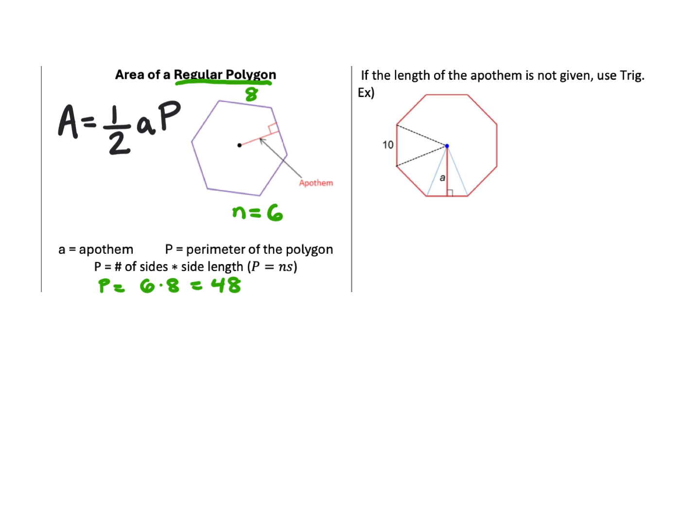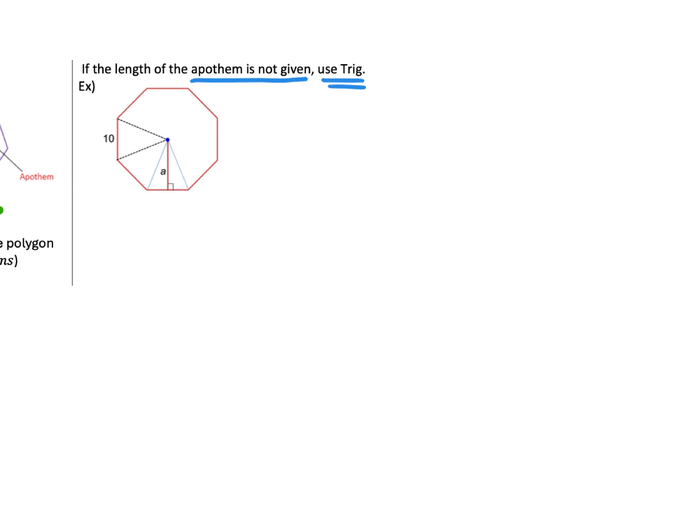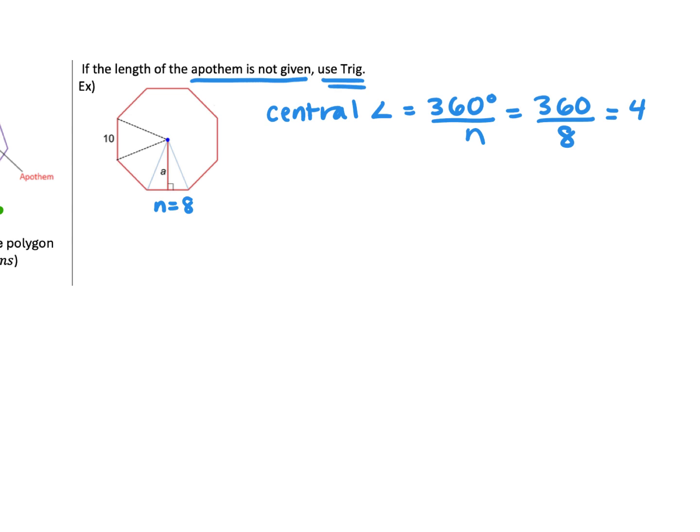The apothem will often be given to you, but if the apothem is not given, then you're going to use trigonometry. So this is going to be a review from one of the units that we did previously. And to use trigonometry, you first need to find the central angle. So the central angle can be found by taking 360 degrees and dividing that by the number of sides. So I need 360 divided by 8. There are 8 sides here. It's an octagon. So we would have 45 degrees.